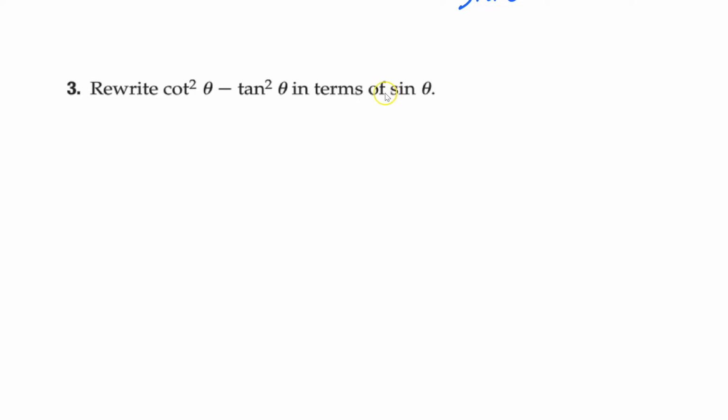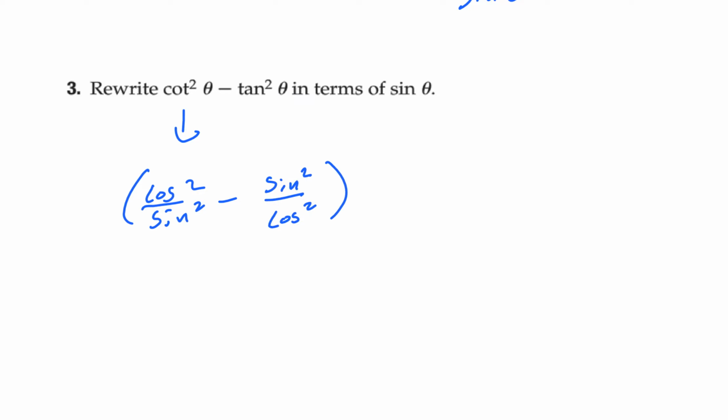Listen, look at the next one. Rewrite in terms of sine. So let's change cotan to cosine over sine, and tan to sine over cosine. So I get that. Now here's the thing. I want it in terms of sine.